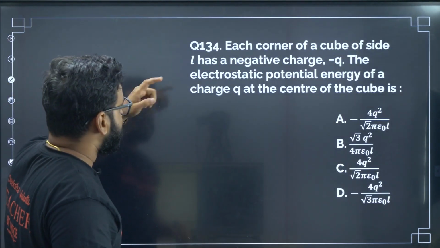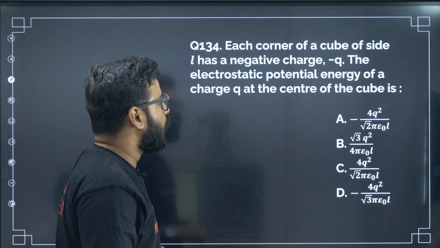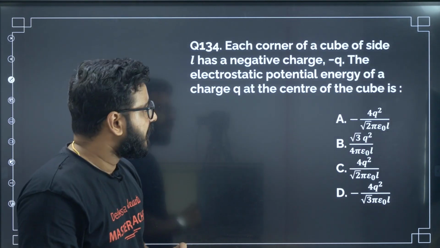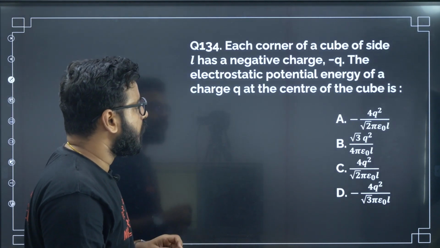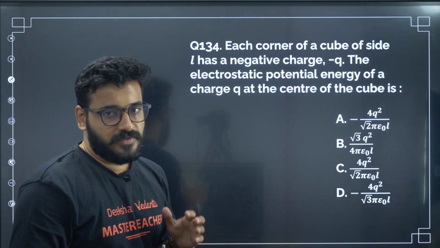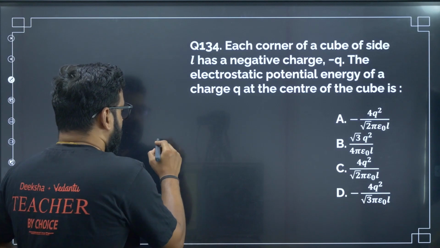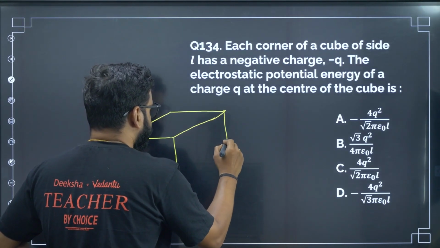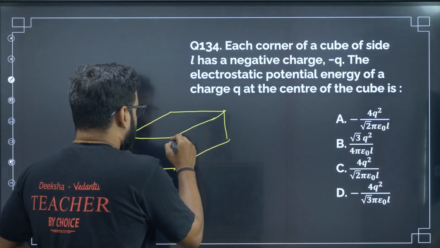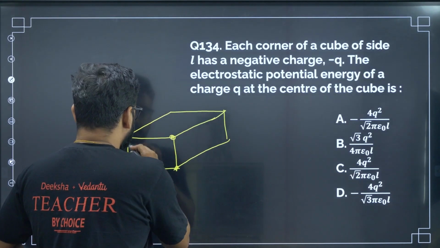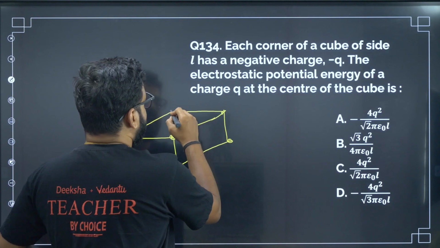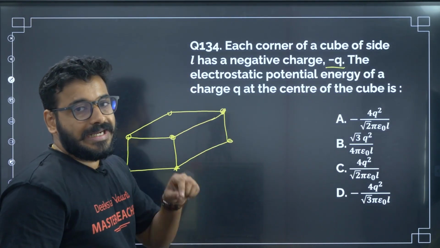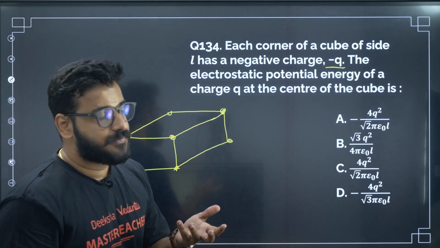All right, question number 134. Each corner of a cube of side L has a negative charge minus Q. The electrostatic potential energy of a charge Q at the center of the cube is, first of all, imagine you have a cube. Okay, you have a cube, and at each vertex you have a negative charge, and now at the center you are keeping a positive charge.